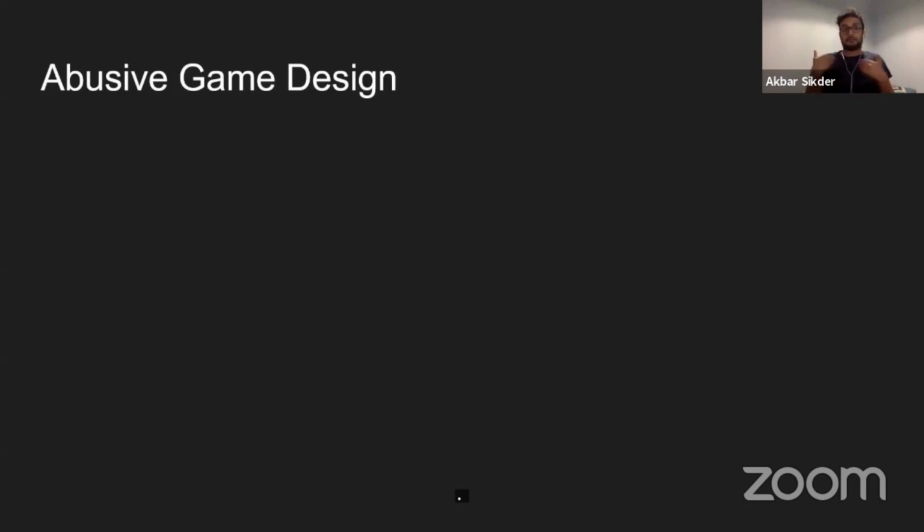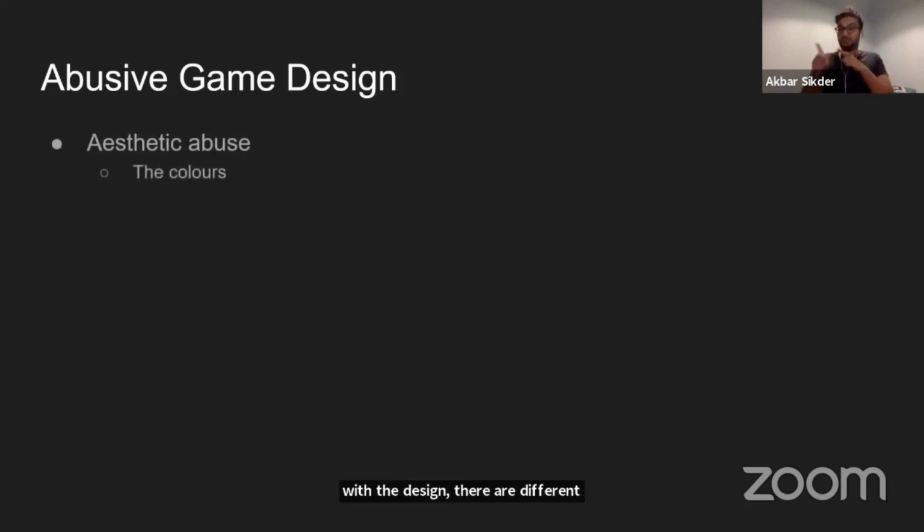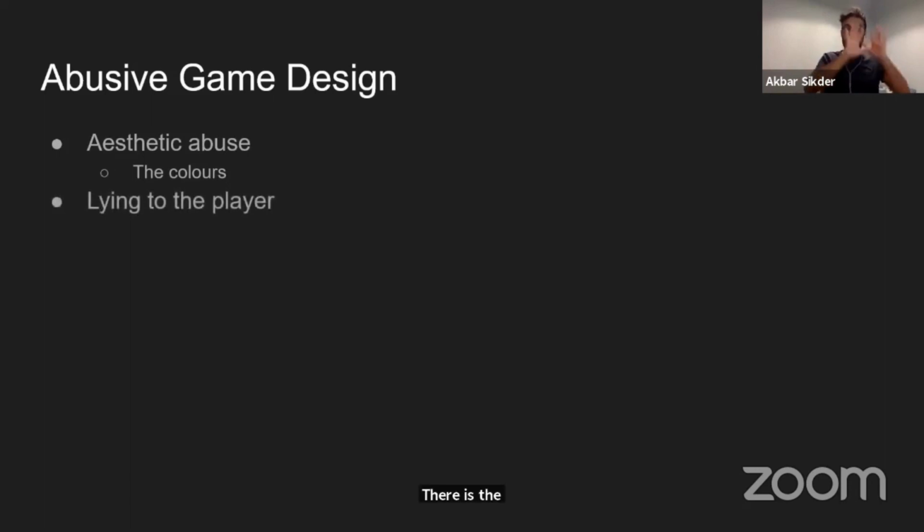So, abusive game design. There are different types of abusive game design. We have aesthetic abuse, which is the colors, or just any way that you can really throw a lot at the player aesthetically.